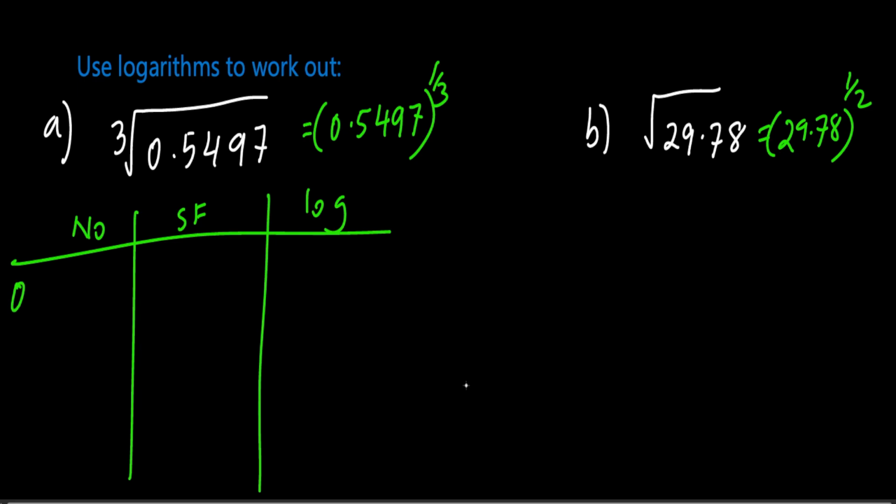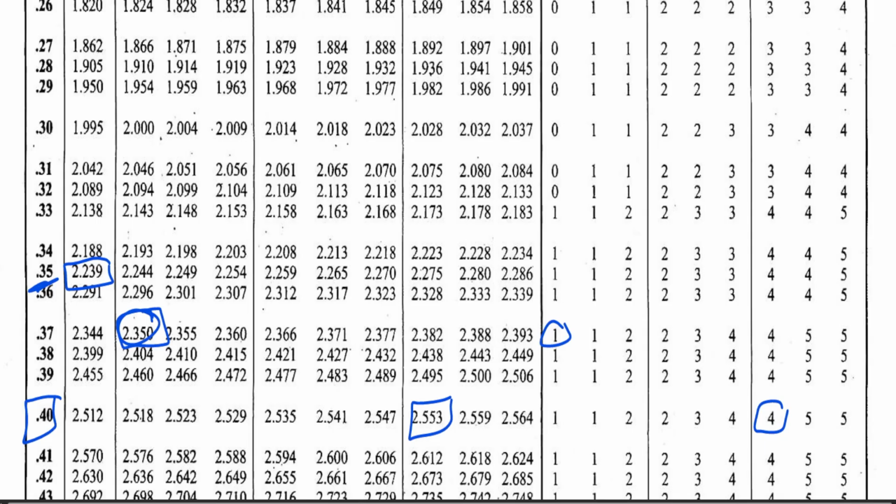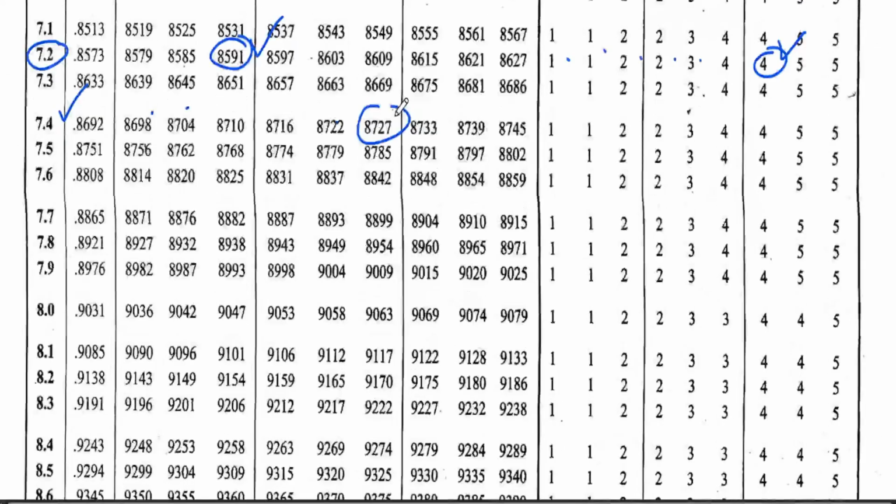So the number is 0.5497. The standard form is going to be 5.497 times 10 to the power negative 1. Okay, so logarithm, 1 point. That's the trickiest part now. Let's search for the log of 5.497.